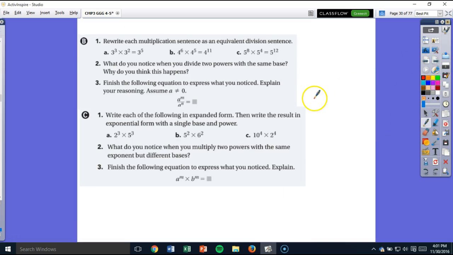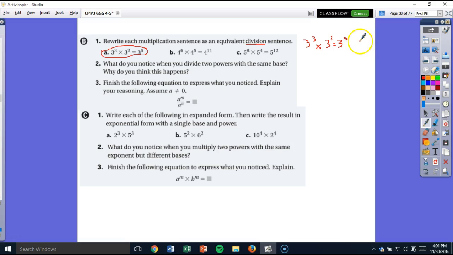Let's move to our second rule. Rewrite each multiplication sentence as an equivalent division sentence. So we're going to show this dividing. Again, I will take a look at A for you. We have 3 to the third times 3 to the second equals 3 to the 5th. Well, we just learned that if we have the same base, we're just going to add together these two exponents and wind up with 3 to the 5th.